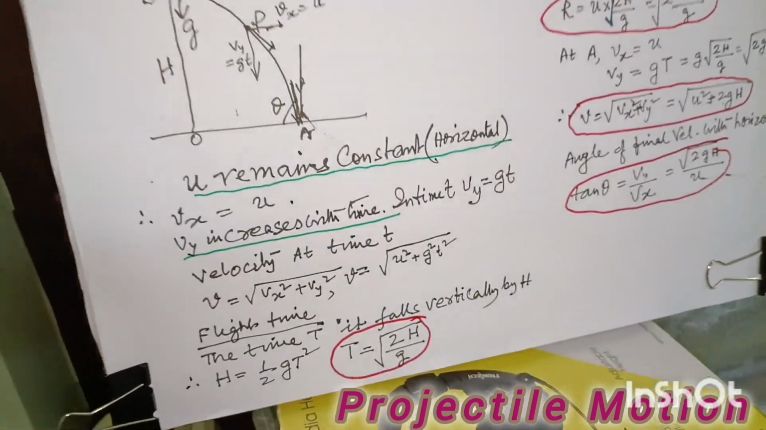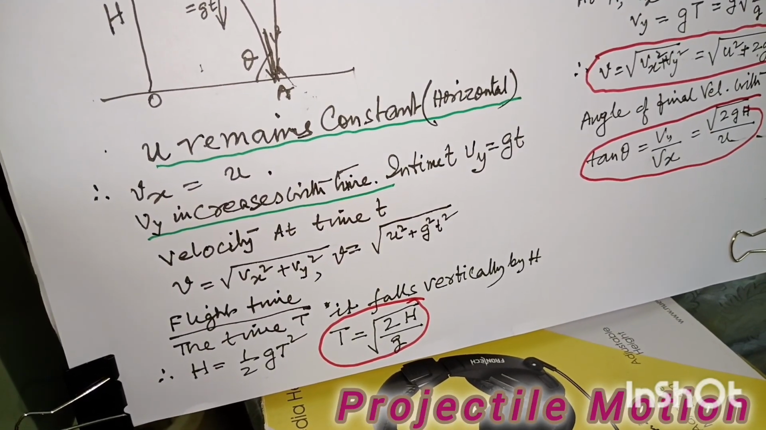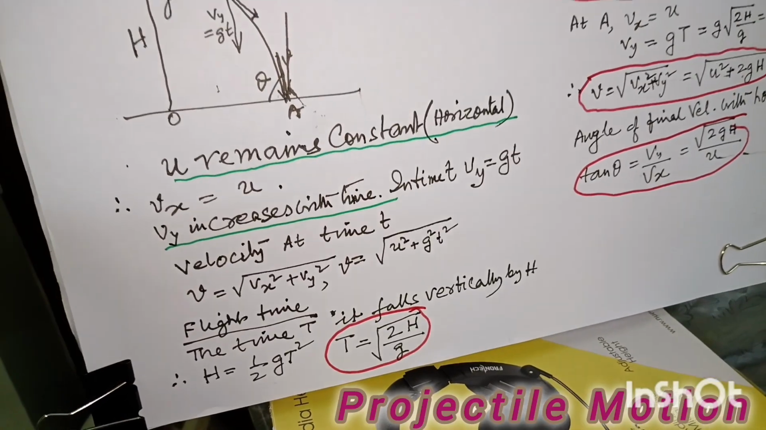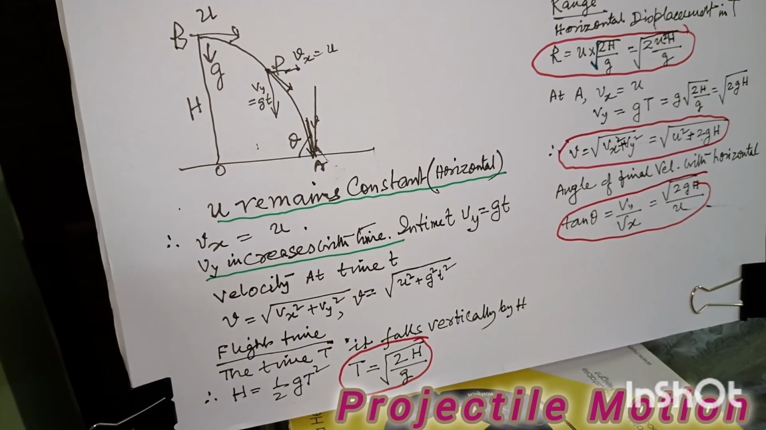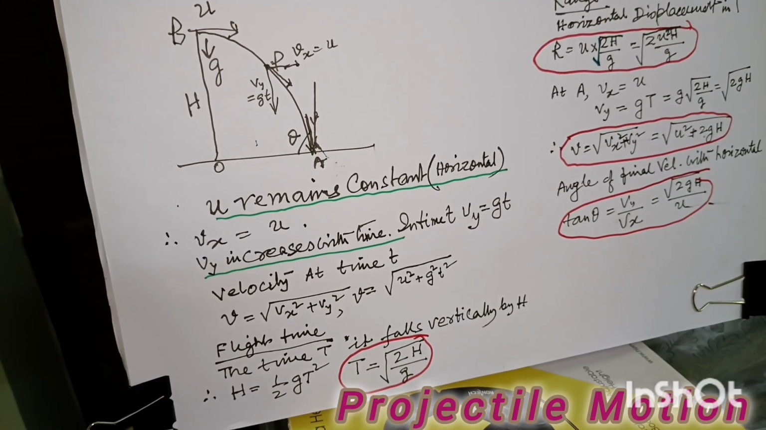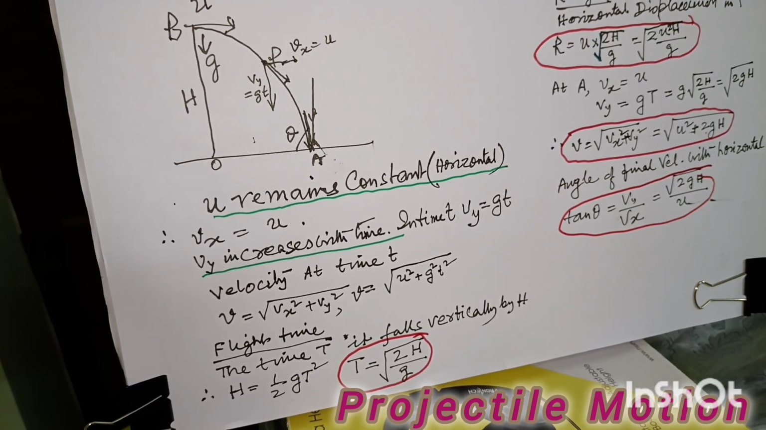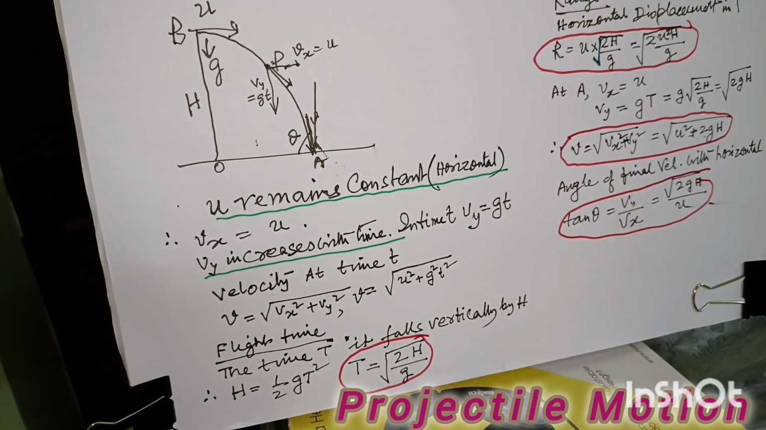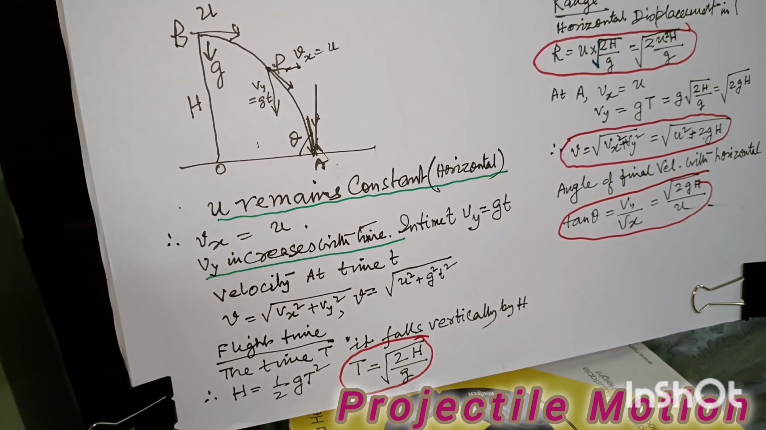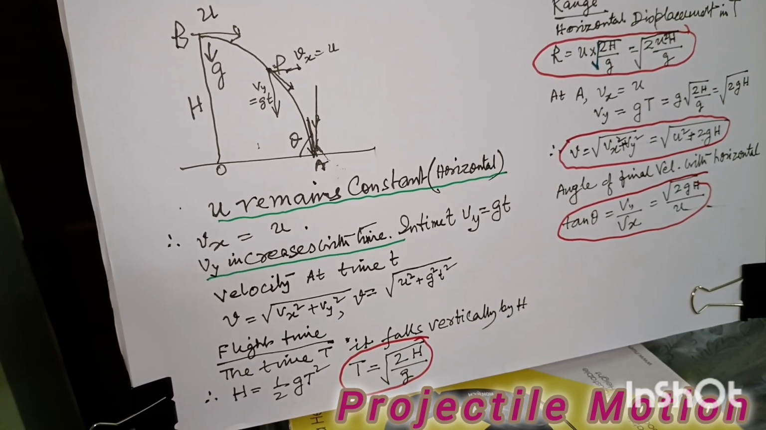Now, if we have to find the flight time, say it is capital T. That means in this time, horizontally it moves OA, but vertically it moves BO. That means vertically it moves by a height of h. Now we can apply the ut plus half at square formula, because the initial vertical velocity was 0, and we can write h equal to half gt square. So by this, T becomes root over 2h by g.